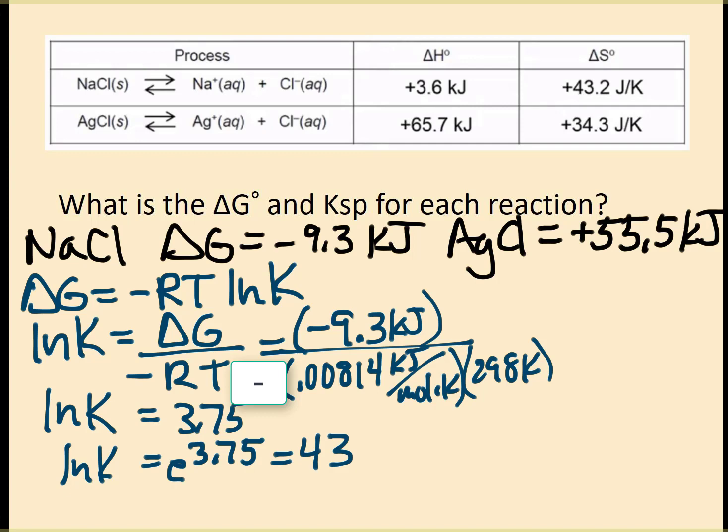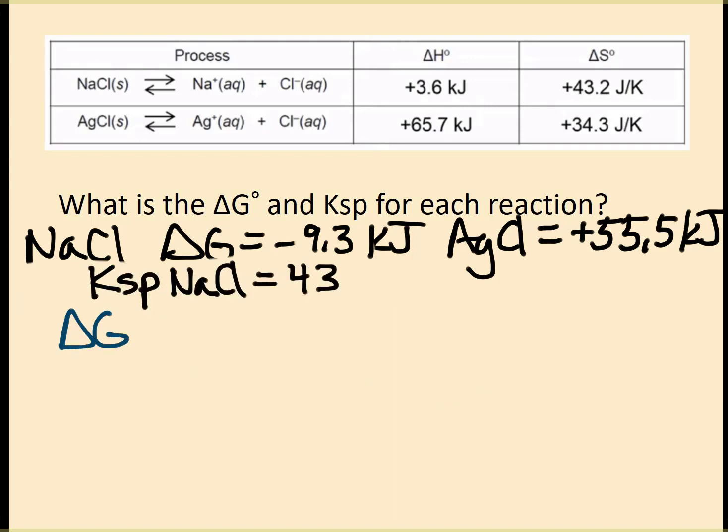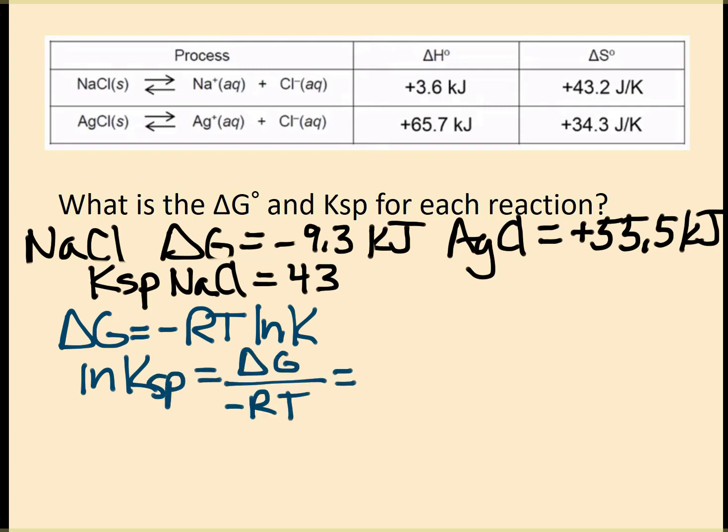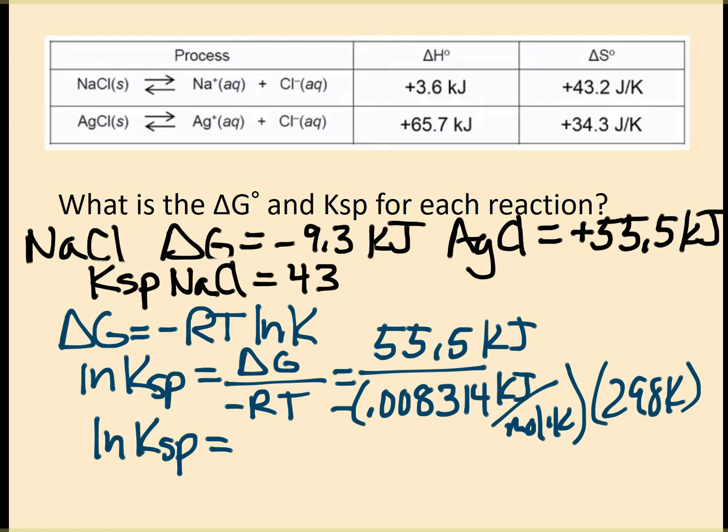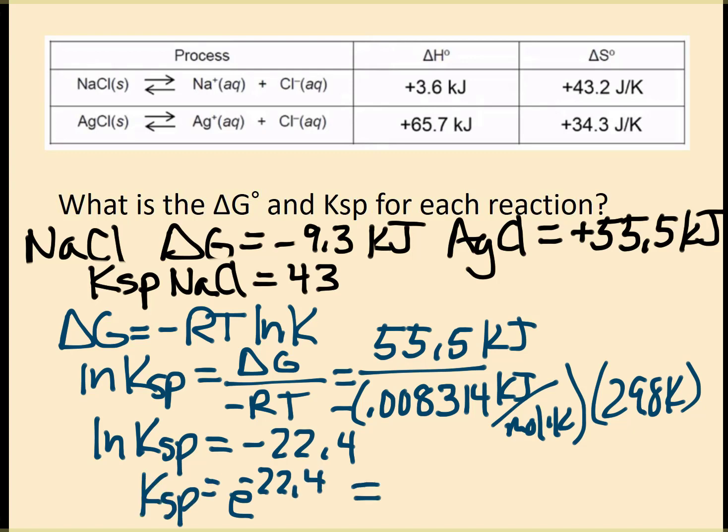I do have a negative value for delta G, so I would assume that my K would be larger than 1. So now let's work it out for the silver chloride. Start with the formula. This is for the silver chloride. Put the natural log of that Ksp on one side. Put our numbers in, and I get a negative 22.4. So put that in the exponent of an e, and my Ksp of the silver chloride is 1.9 times 10 to the minus 10.